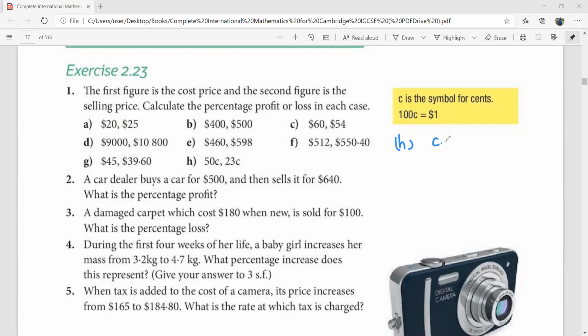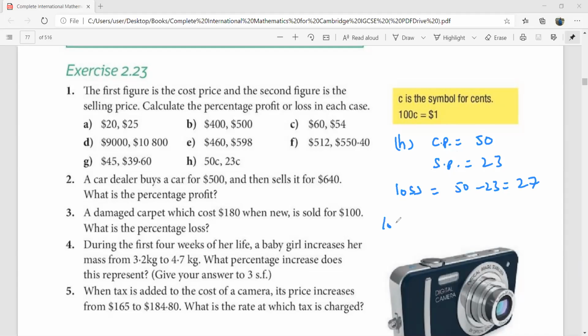We have the cost price, that is 50 cents. I'm not writing the cents here. The selling price is 23 cents. That is such a low selling price. So what do you think? Is this situation showing a profit or a loss? This is clearly a loss because the selling price is much lower than the cost price. So the loss is going to be, now we will be subtracting the selling price from the cost price. This is going to be 50 minus 23. So that is 27 cents. That is a loss here.